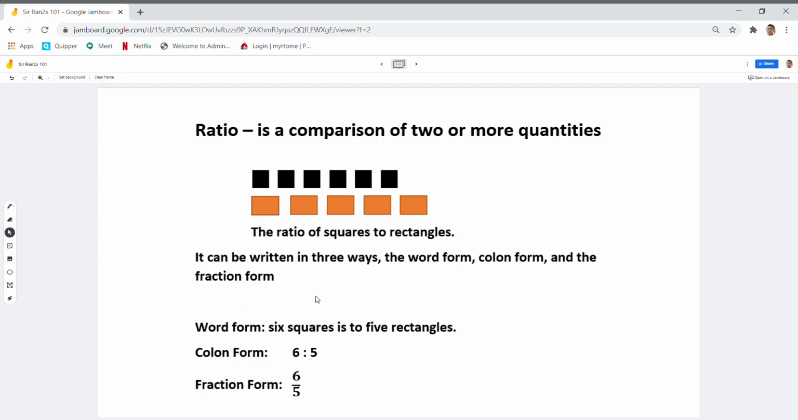In word form, you can write the ratio as 6 squares is to 5 rectangles. So you add the words "is to." And then we have the colon form, which uses the colon sign: 6:5, where the colon sign is read as "is to." And then you have the fraction form, 6/5.